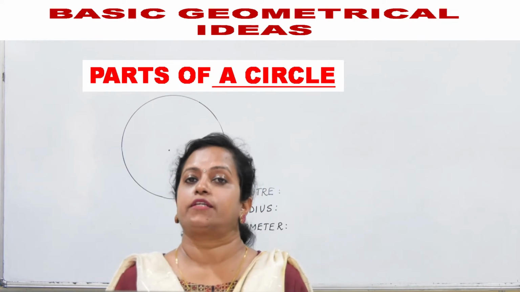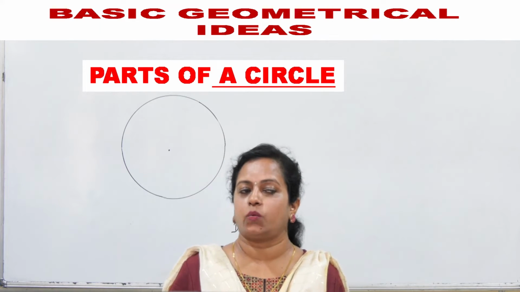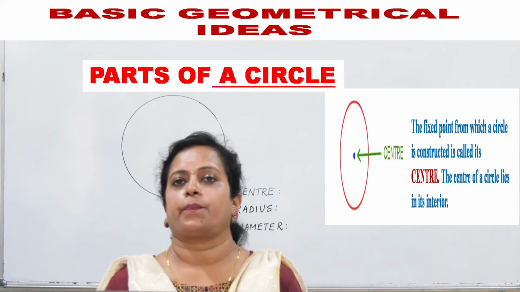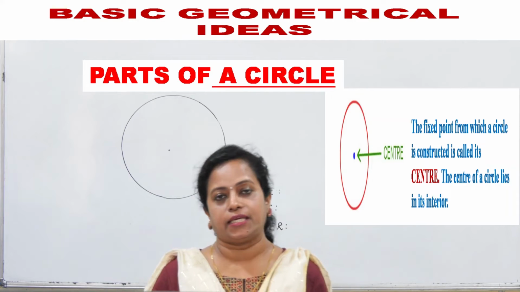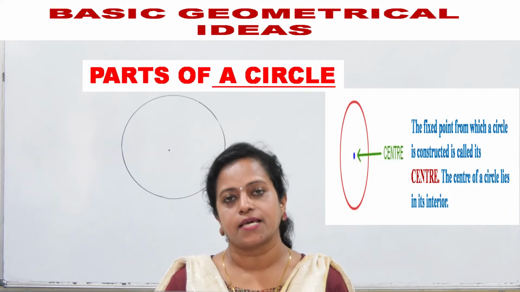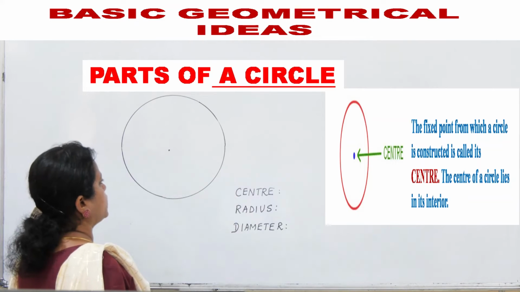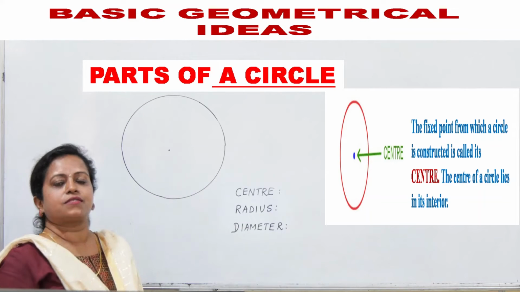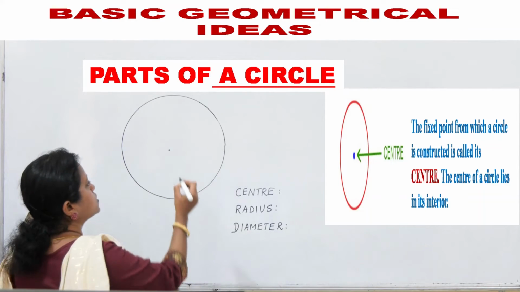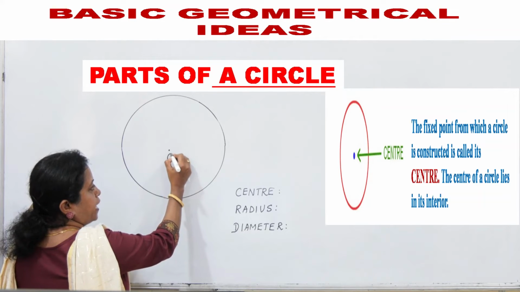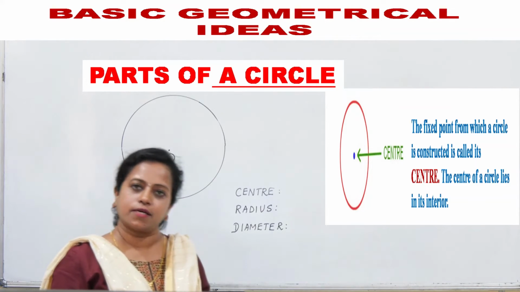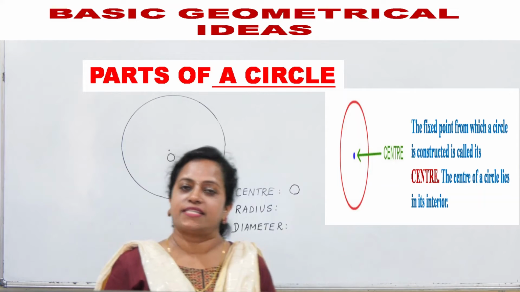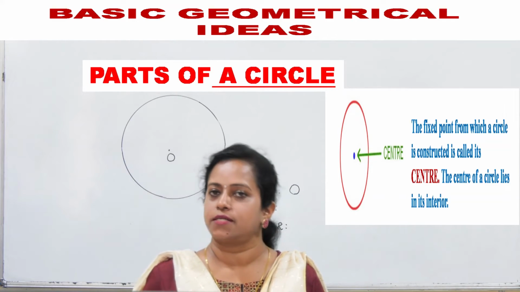Children, now we learn about the different parts of a circle, starting with center. Center is said to be the fixed point in the interior of the circle, from where the circle is constructed. In this figure you can see this is a point from where we place our compass and make the circle. So this is the center of the circle, and because it is a point we use a capital letter to denote the center. So here the center of the circle is O. And remember, center lies in the interior of the circle.